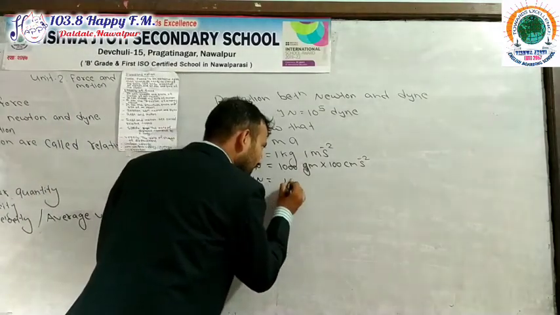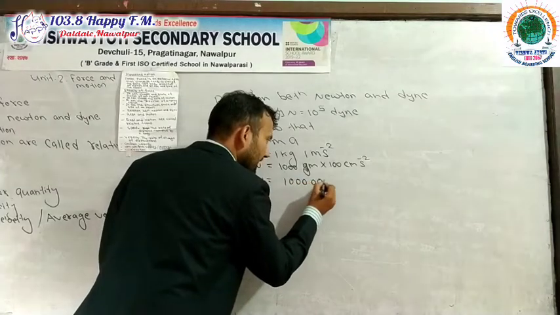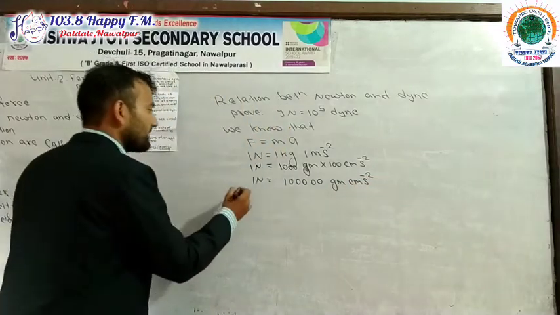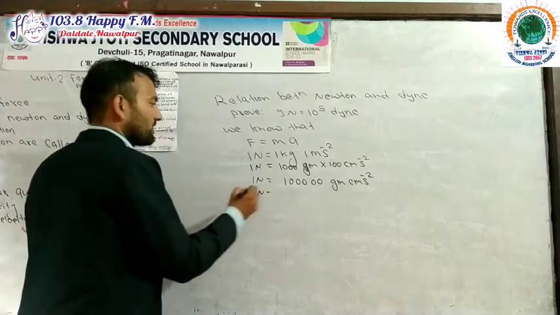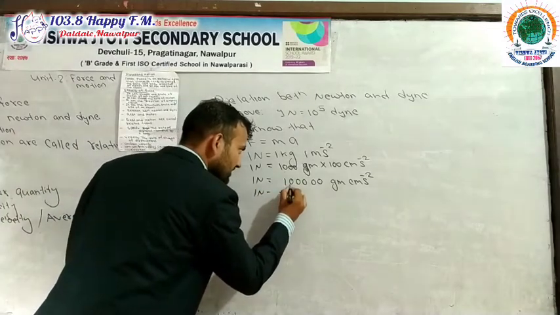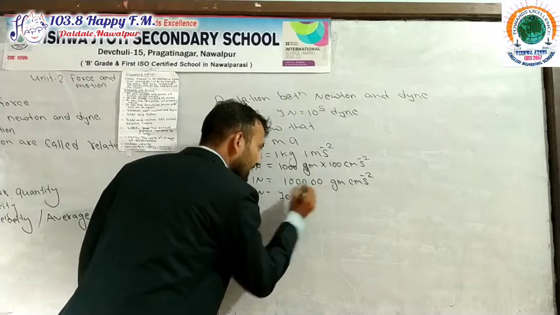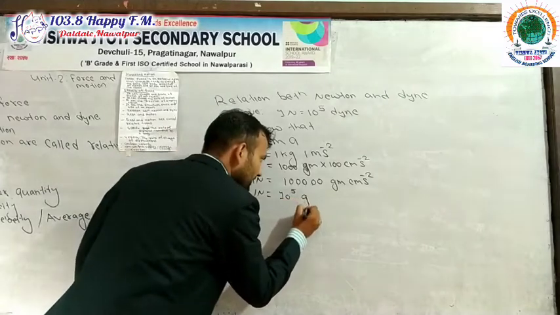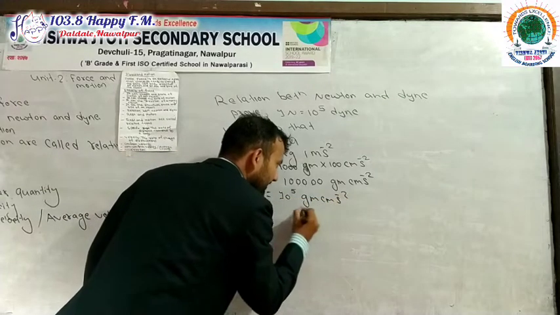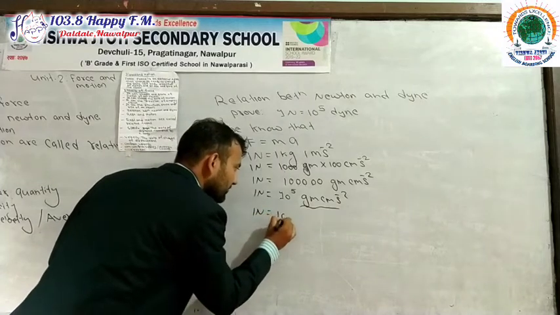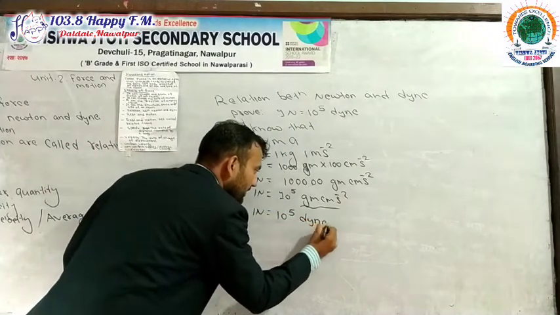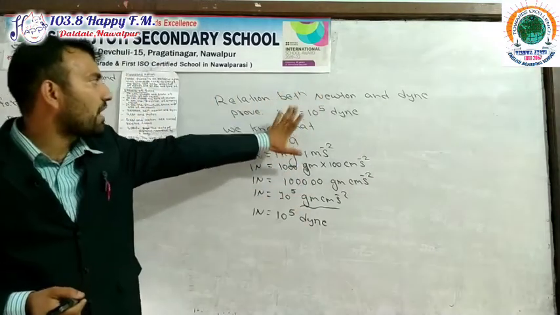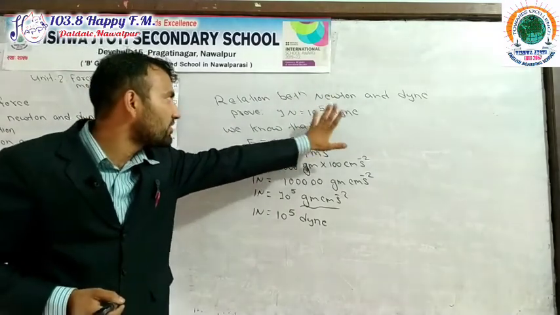1000 into 100, that is 100000 cm per second square. Now let us express this in scientific notation. First of all write 10. How many zeros do we count here? 1, 2, 3, 4, 5. This proves that 1 Newton equals 10 to the power 5 dyne. It can also be written that way.